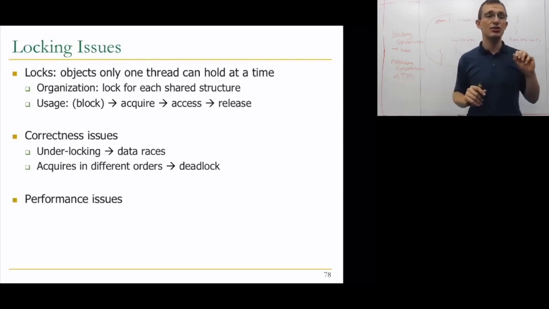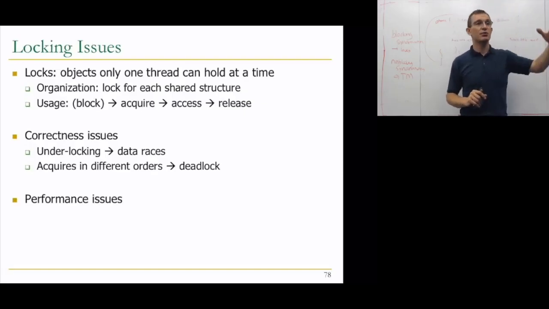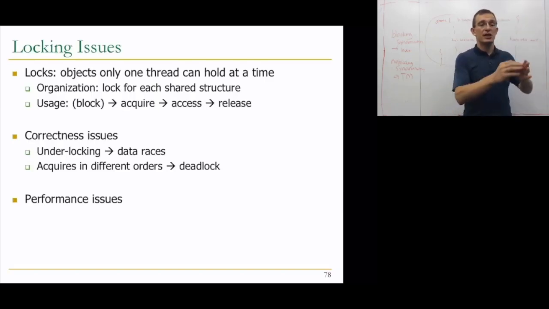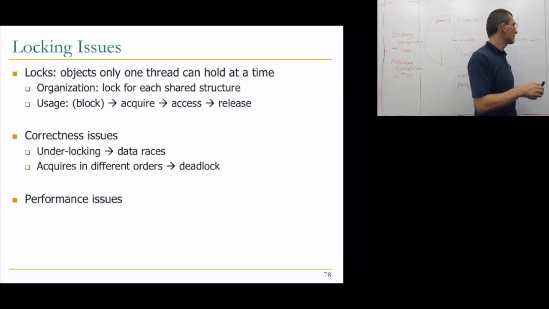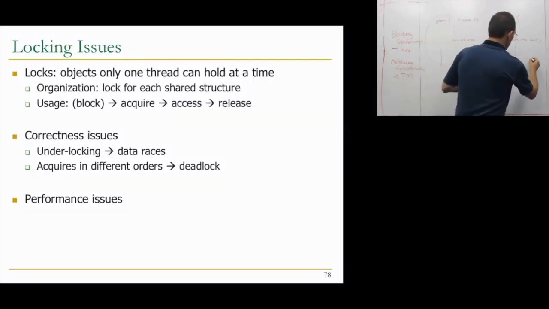The second correctness issue is acquires in different orders. I'm not going to go into this in detail, but if you're actually protecting multiple different structures, you may get into a situation where you have different orders of acquires. One thread may acquire lock A and wait for lock B in that order, because the control flow happens to take that thread that way.